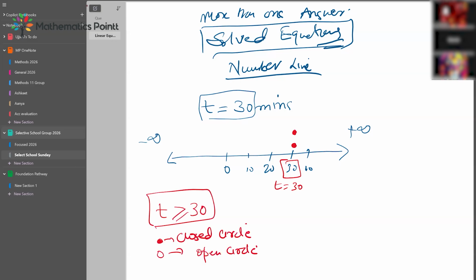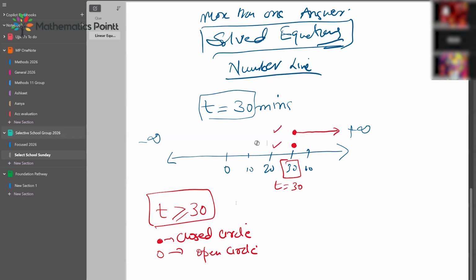Now, when I have to draw John's effort, in the sense of time that he's put in, greater than 30 minutes, I just draw like this. Which means from 30 minutes onwards, he studied. And it could be any amount of time that he wants to. So that is the difference between how an equality is shown on a number line in comparison to an inequality being shown on the number line.